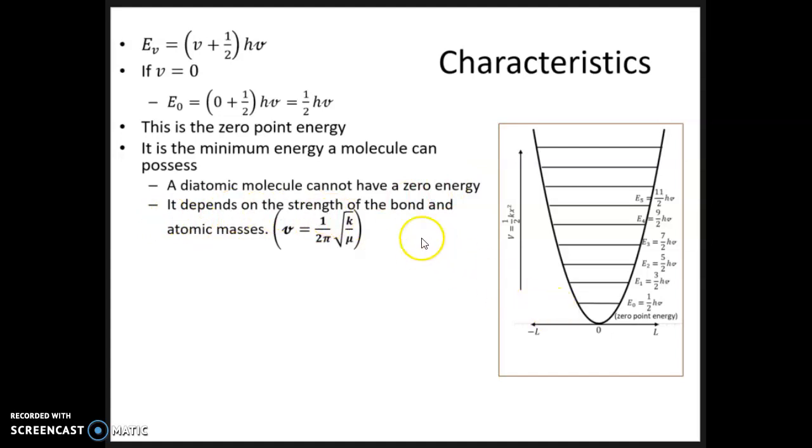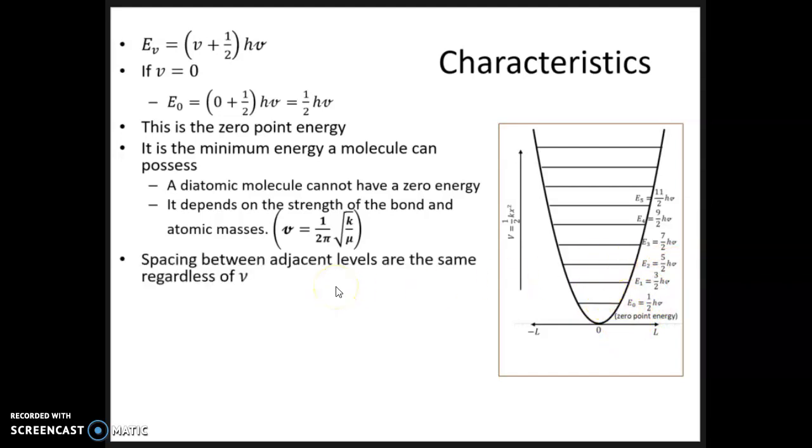It depends on the mass present and the strength of the bond, since it depends on the vibrational frequency. If we put in v equals 1, we have 1 plus half, that's 3 halves. If we put in v equals 2, we have 2 plus half, that's 5 halves. So our energy levels keep going. What we notice is that as you go higher, the spacing is the same regardless of whether you are in the high region or in the low region.